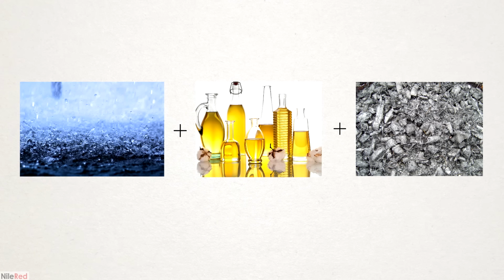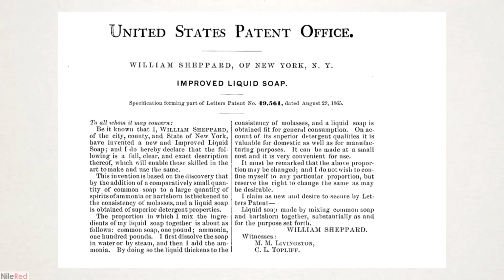Historically, soap was made by using a combination of rainwater, animal fats or vegetable oils, and ashes. Over thousands of years, the process was slowly refined, and it was eventually discovered that the major ingredient in the ashes was base. For a very long time, all soap was solid soap, and it wasn't until 1865 when a man named William Shepard patented a liquid version.